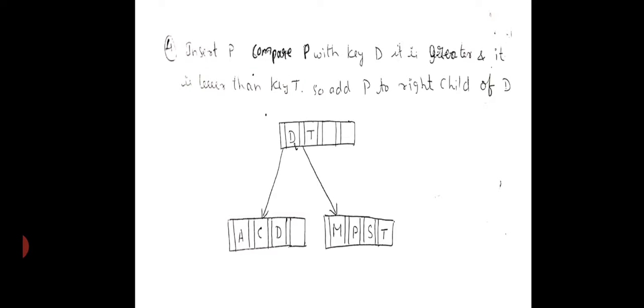Okay, next we need to insert the element P. So insert P. Again the same thing, compare the inserting element P with the root elements. Compare P with D. Here P is greater than D, and lesser than T. So add P to the right child of D and left child of T. This diagram shows the tree after inserting P.